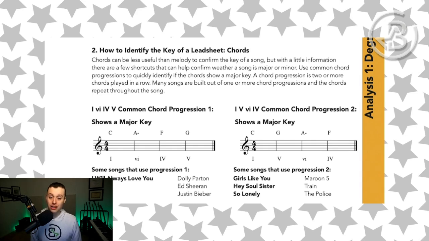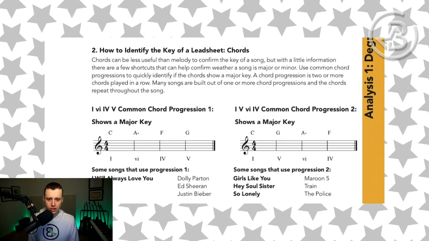So chords can be less useful than melody, which we'll get to in the next lesson, to confirm the key of a song, but there are a few shortcuts that can help confirm whether a song is in a major or minor key. You're going to use common chord progressions to quickly identify if the chords show a major key. Basically, what we're trying to do with these common chord progressions is get a very quick read and say, okay, can we quickly, right now, just say this is major? And if there aren't any common chords, then we're just going to look at all the chords and from there try and factor the chords into our decision.